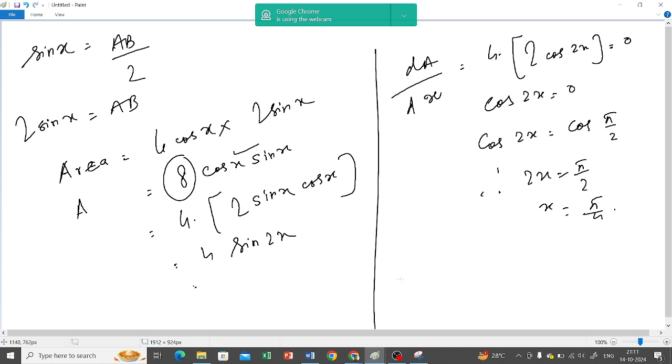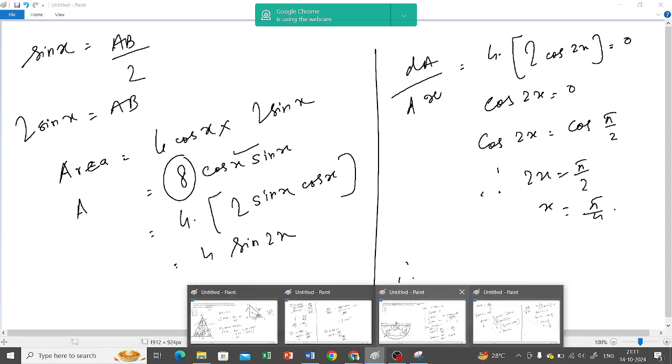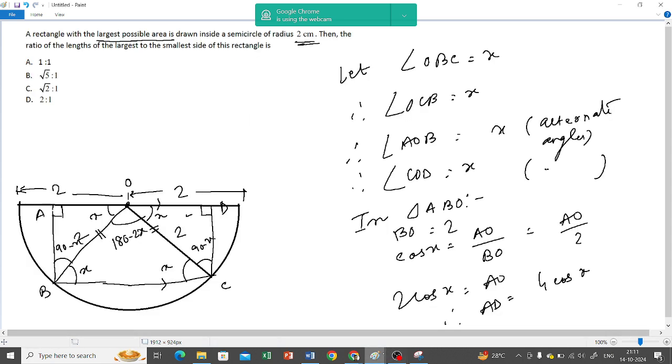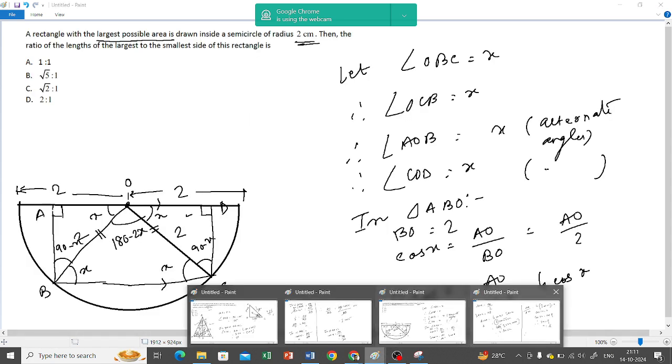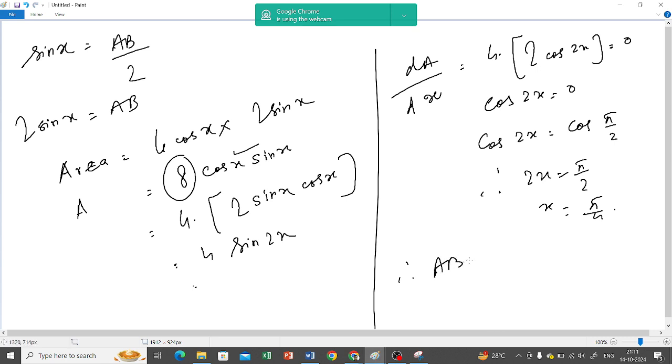Since we have x equals pi by 4, therefore what will be AB? AB is 2 into sine x, right? 2 sine x, and what is sine x? 1 by root 2. Why? Because sine pi by 4 is nothing but 45 degree. Sine 45 degree is 1 by root 2. So that will give me root 2.